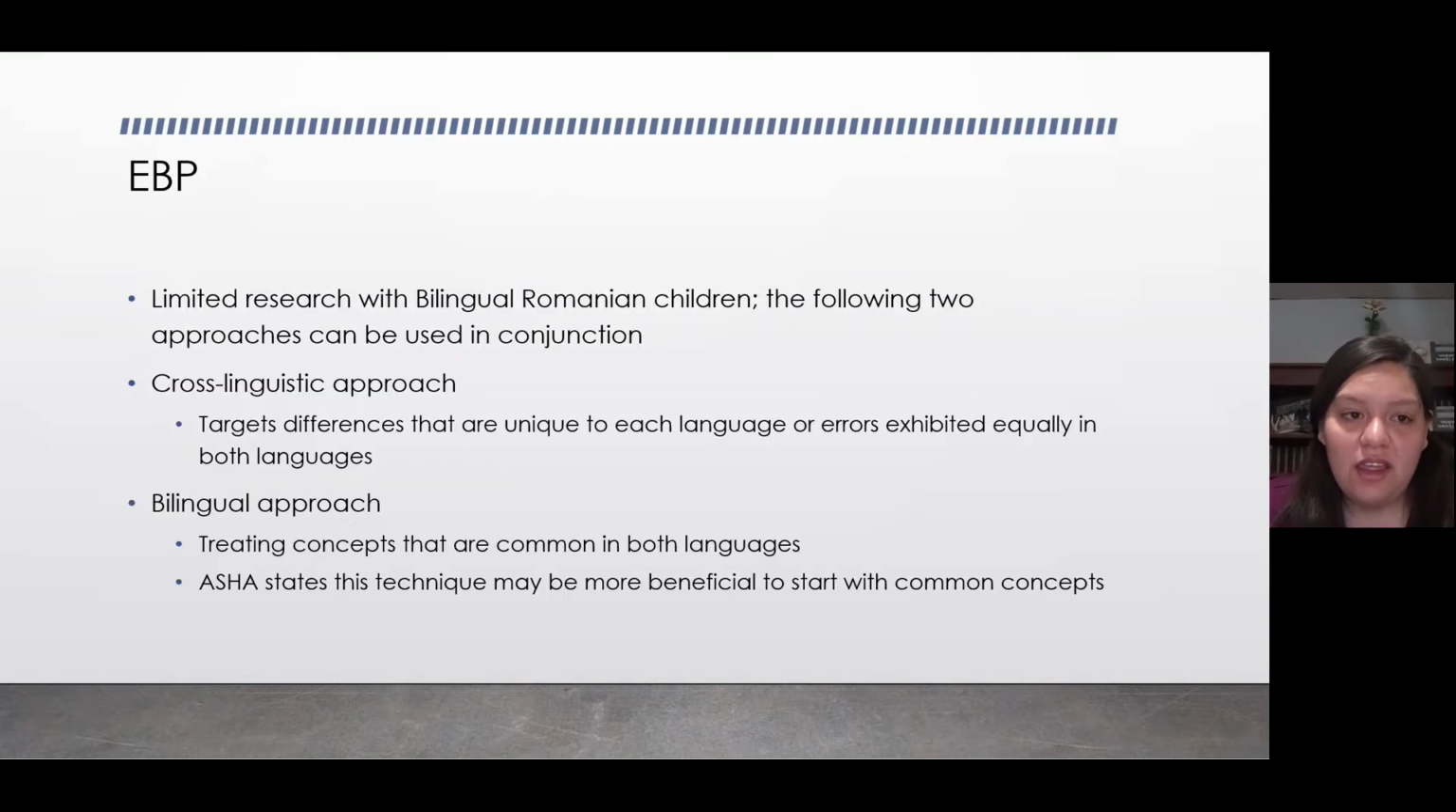And so for EBP, I wasn't able to find research, like I said, on Romanian children with ADHD and language disorders. So I went with what we learned in class, the cross-linguistic approach and the bilingual approach. I think these two in conjunction would be appropriate because the cross-linguistic approach targets features that are different, and as I mentioned, plurals are different, but the bilingual approach targets similarities, which is the word order. Those two are similar, and I did want to mention ASHA states this technique, the bilingual approach, could be more beneficial to start with for bilingual children.